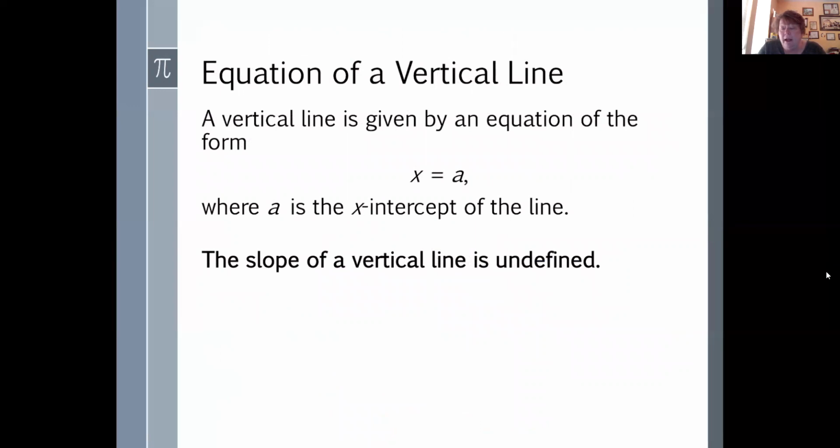If it's a vertical line, the equation of a vertical line is in the form x equals a, where a is the x-intercept of that line. So the equation of a vertical line is x equals a constant, and that constant is the x-intercept. The slope of a vertical line is undefined. A vertical line is not a function. A horizontal line is. A horizontal line will pass the vertical line test. A vertical line will fail the vertical line test at every single solitary point.